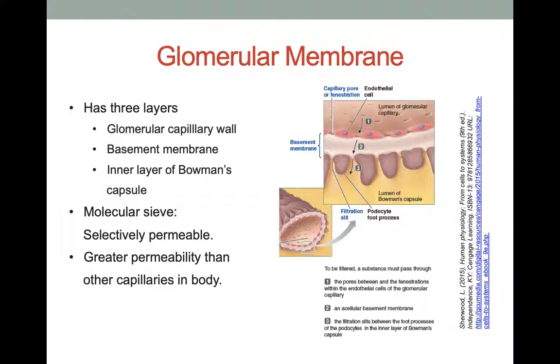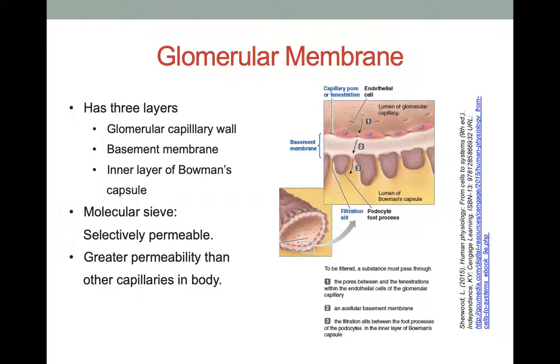But filtration slits are actually formed here between the interdigitating secondary foot processes of adjacent podocytes, and that provides a pathway through which fluid from the glomerular capillaries can enter the lumen of Bowman's capsule. So lots going on there.